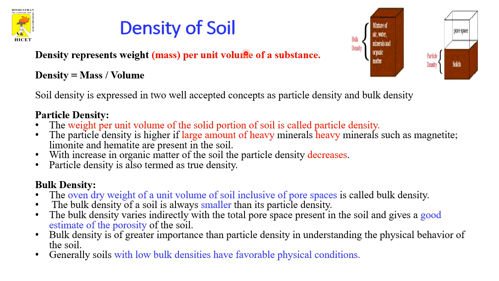The next one is the density of soil. The definition of density is the mass per unit volume. Density is divided into two types in soil technology: particle density and bulk density. Bulk density means the oven dry weight of a unit volume of soil, including the pore spaces. Bulk density includes the pore spaces present in the soil and is always lesser than the particle density.